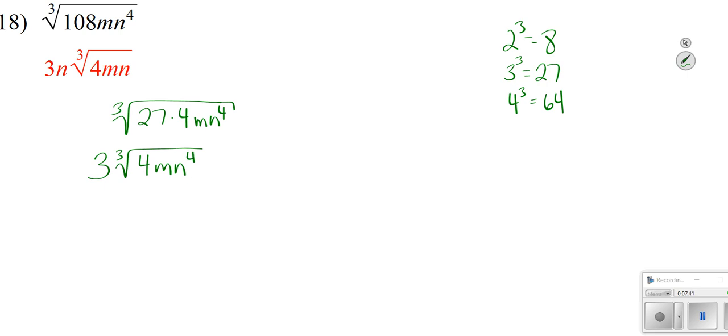M is raised to the first power, so I don't have enough to take out, but n's I do have enough. So let's split that one up into things we can take out. An n cubed, and how many are left? There's one more n. So this n right here, take the cube root of it, and we get 3n times the cube root of 4mn. And that's that.